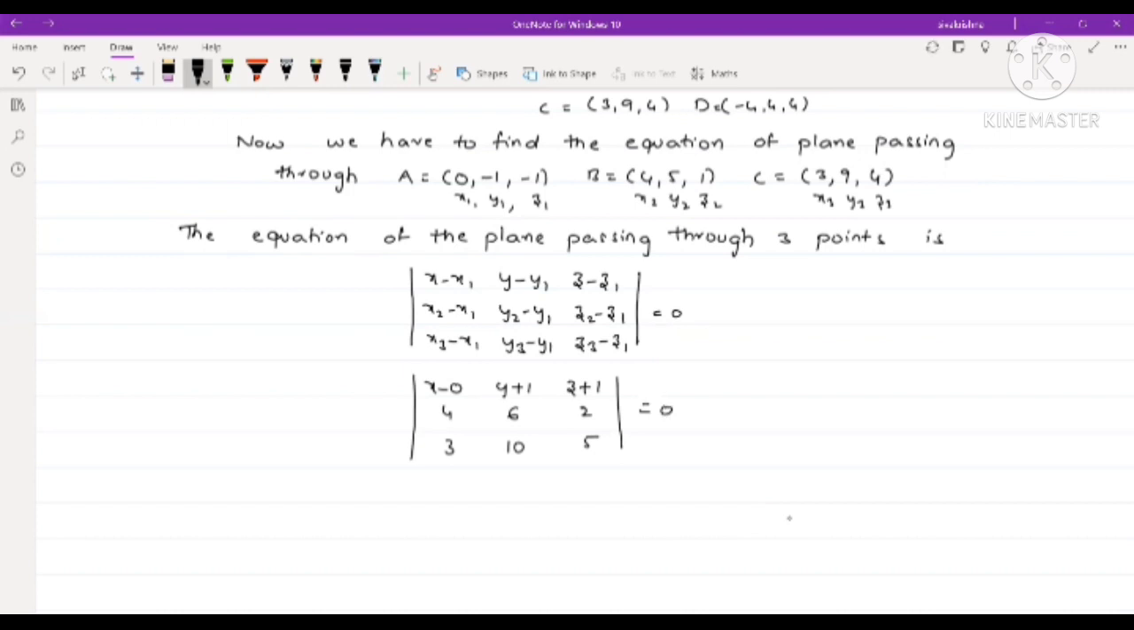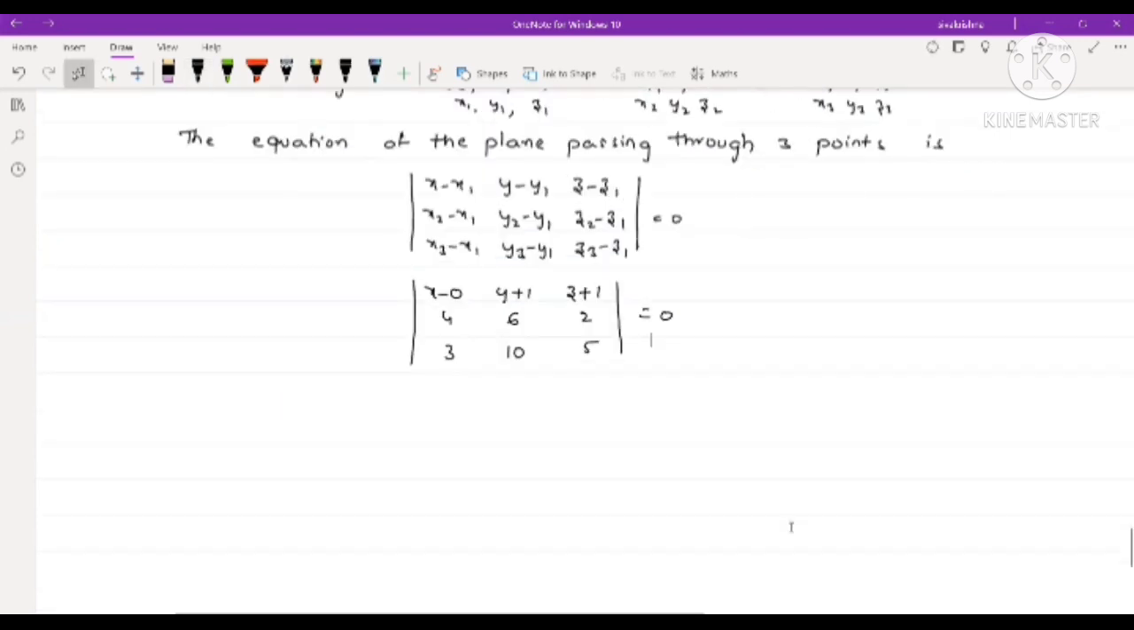Now we have to expand the determinant along the first row. The first element is x minus 0, which is nothing but x, into the determinant obtained by closing the corresponding row and the corresponding column of x. Then there are 4 elements remaining in the determinant, and those 4 elements are 6, 2, 10 and 5.